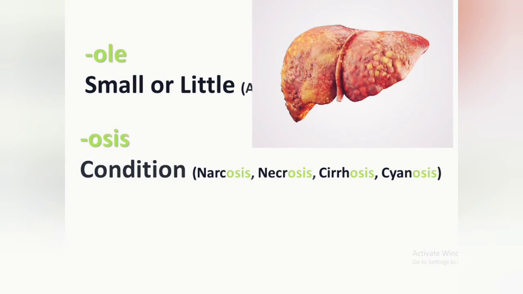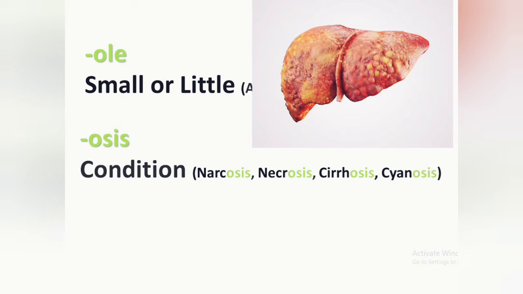Next one is osis. Osis means the condition, and a term that ends with osis represents a condition. That is narcosis. Narcosis means it is the condition of drowsiness or unconsciousness produced by narcotic drugs such as opioids, cocaine, methamphetamine, amphetamine, these drugs. And next example is necrosis. Necrosis means cell or tissue death through injury or disease. Hypoxia is the main cause of necrosis.